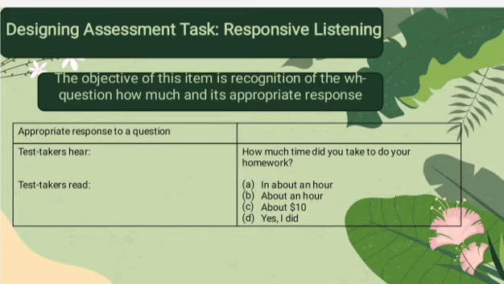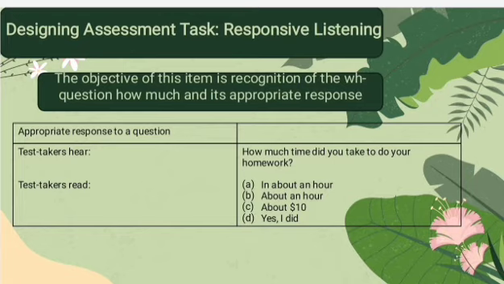The test taker hears here, "How much time did you take to do your homework?" And then the test taker reads, there are 4 choices. First, in about an hour. Second, about an hour. Third, about $10. Fourth, yes, I did.